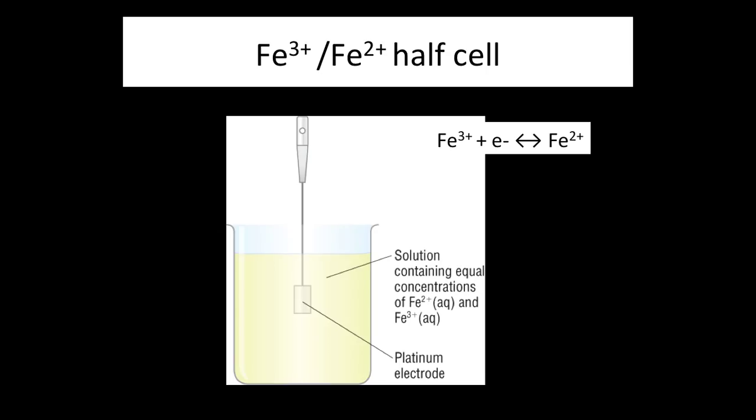Any other half cell can be set up in a similar way and compared to the standard hydrogen cell. The reading on the voltmeter will give the standard electrode potential for that cell.